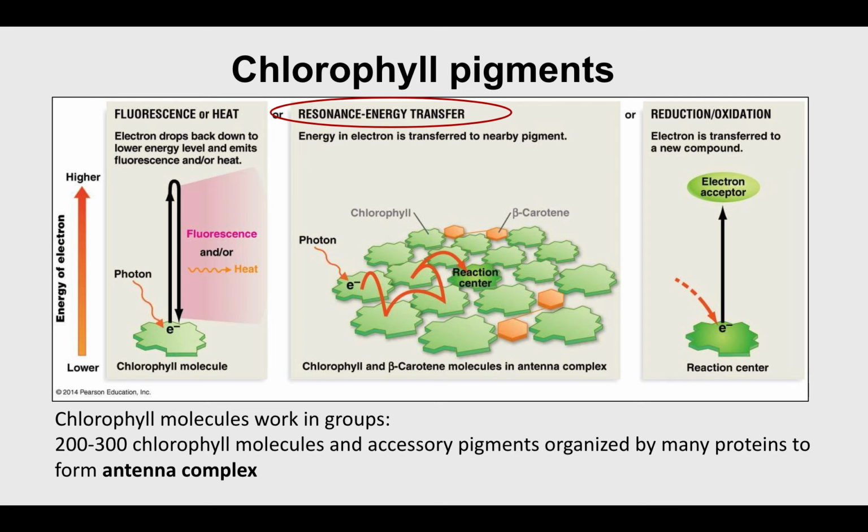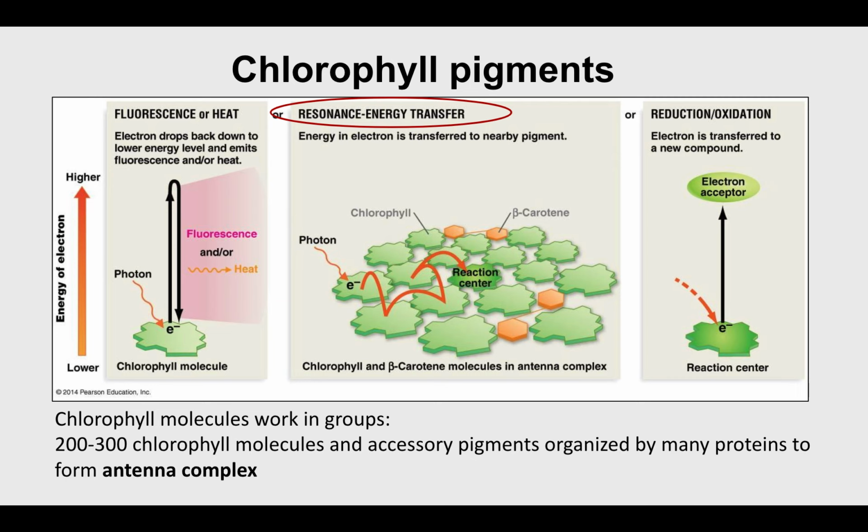That electron has all this energy. It's very unstable. It needs to be moved to a different molecule. It needs to be captured by another molecule. So this electron is essentially going to bounce from pigment to pigment to pigment until it reaches the center of this complex. That center is called the reaction center. And it's in this center that this electron finally stops bouncing between all those different pigment molecules and is captured by a molecule. So all these pigments are working in tandem here.